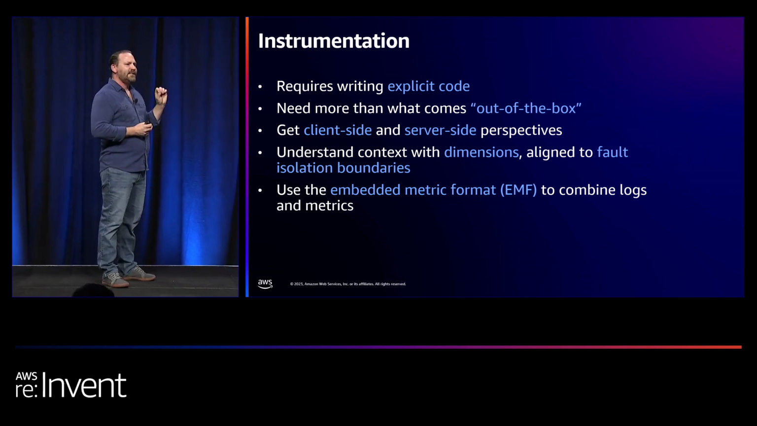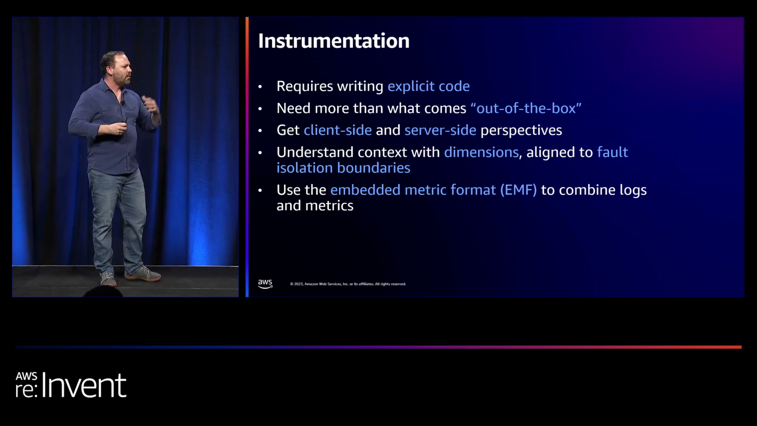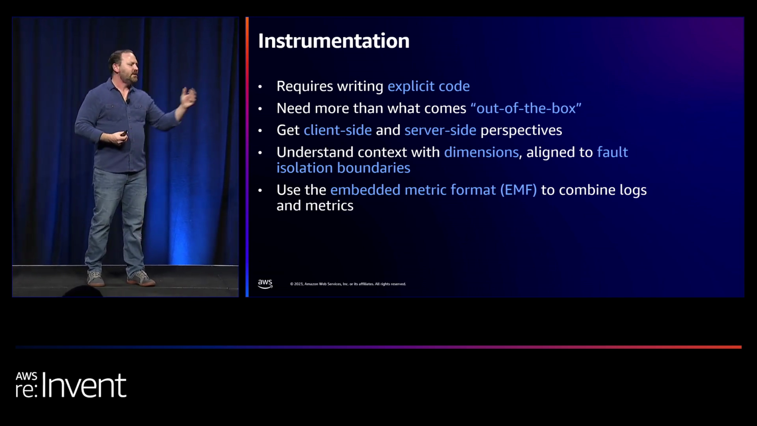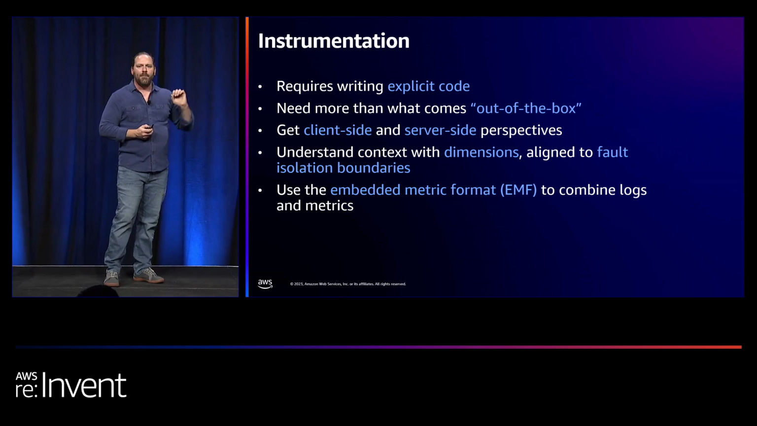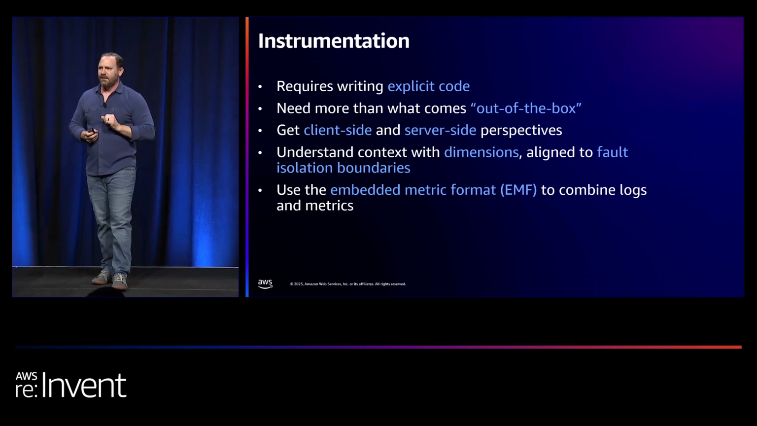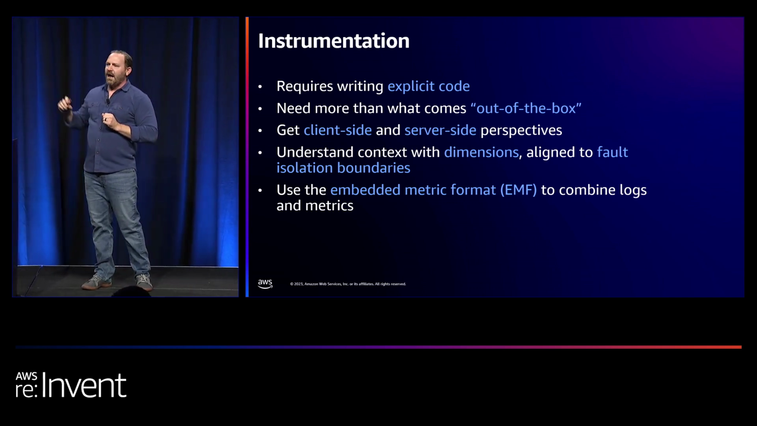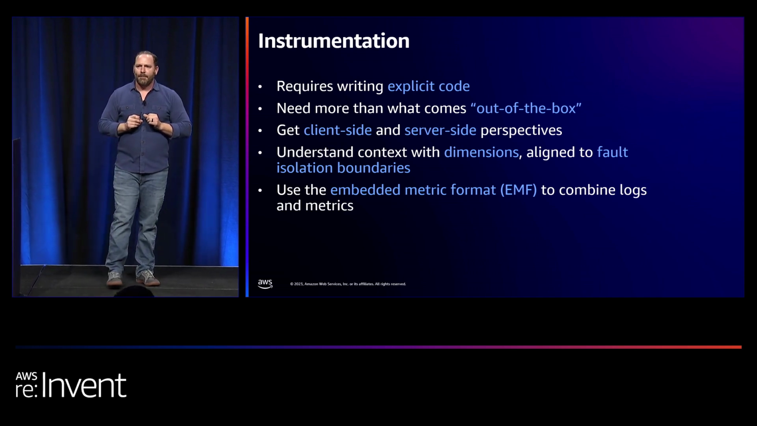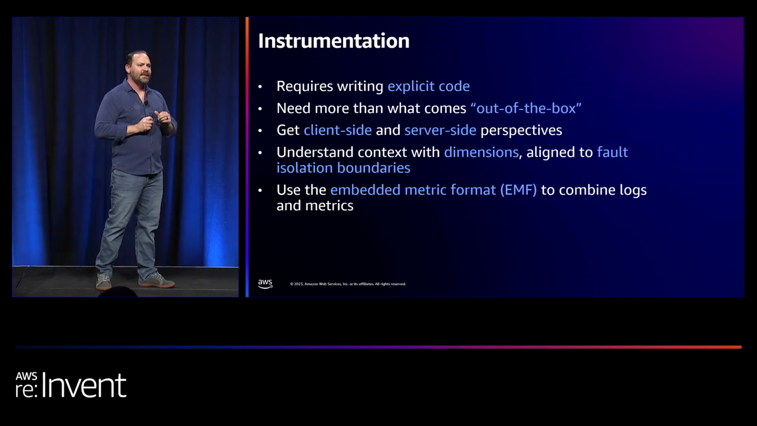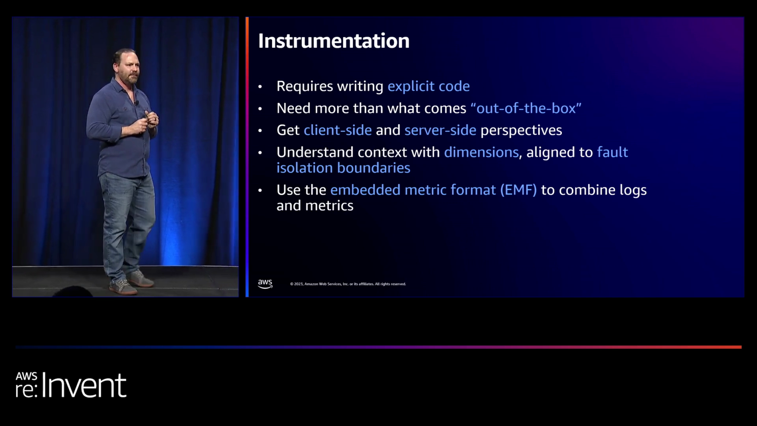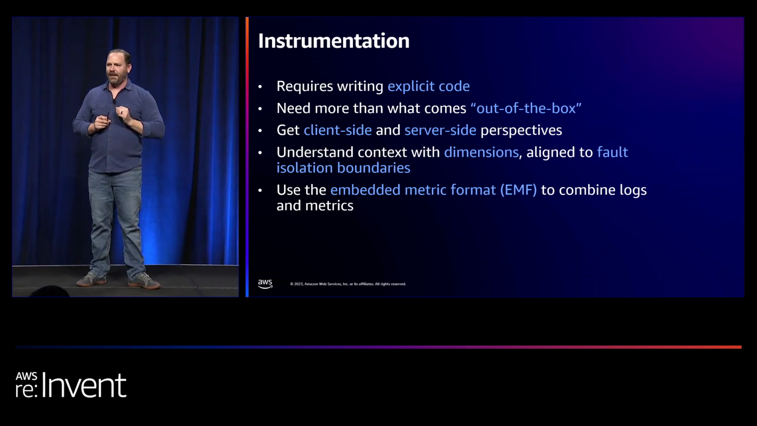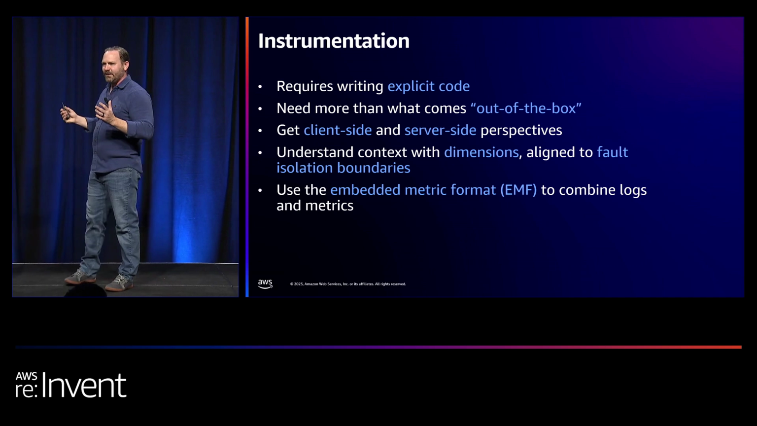We want to enrich our metrics with context about what's happening. I mentioned that we have different fault isolation boundaries in AWS, like regions, AZs, hosts. We want to put dimensions on our metrics that are aligned to our fault isolation boundaries. So in every metric, I want to look at latency with an availability zone ID. I want to look at availability of my system with an availability zone ID.